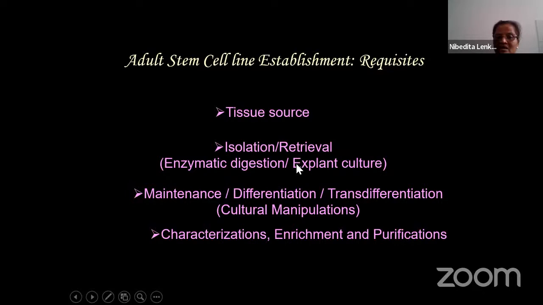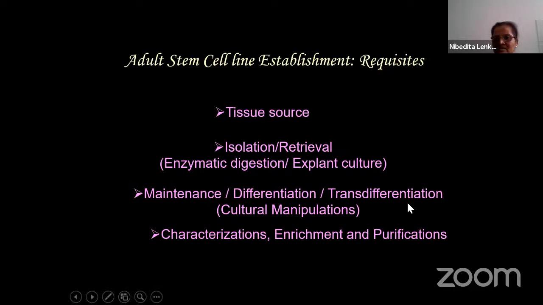Then the question comes, how will you isolate the stem cells? You can either go for enzymatic digestion or explant culture. If you want to understand how to culture cells, please go through the Freshney book; I think Dr. Murban might have shared it with you. You can get a basic understanding of how cells are cultured. As we all know, we require specific nutrients for our growth. In the same way, cells require specific nutrients and growth factors when we are culturing them. Once you get the cells, you have to culture and maintain them, and then depending on your requirement, you have to differentiate them.